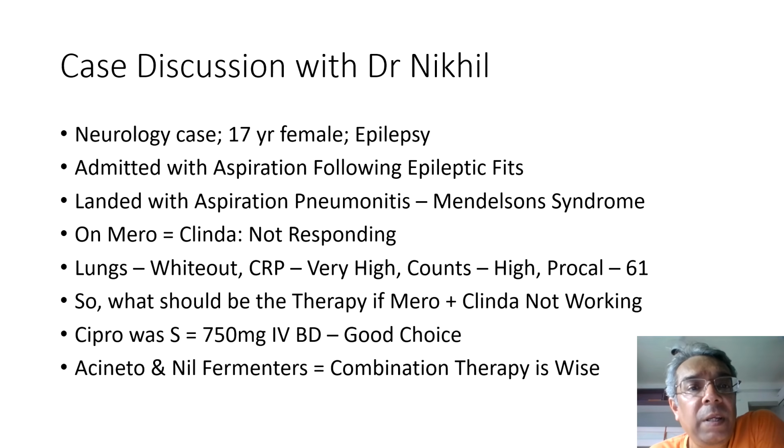So we thought, what can we give in this case? If Miro and Clinda are not working, is it a possibility that we could be having some anaerobes? But it did not seem like an anaerobic infection because it was a very heavy growth of Acinetobacter. Considering it was a lung infection, Cipro is a good choice. And it was Acinetobacter, and what I have learned over the years, and even the literature says, is that combination therapy is a wise choice for Acinetobacter and other non-fermenters.